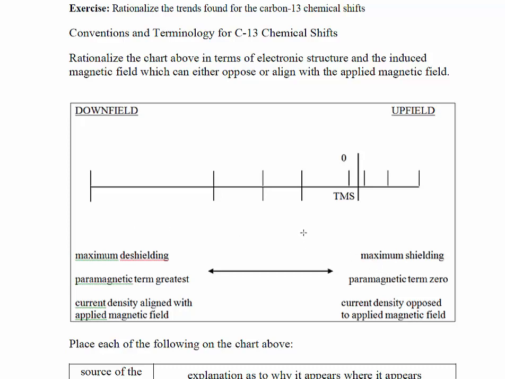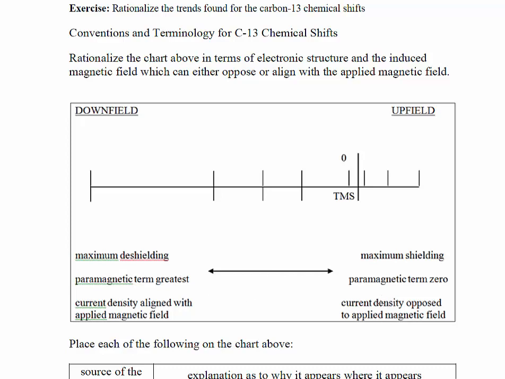Paramagnetism explains this, the movement of electrons to generate magnetic fields. So for the atoms that are upfield, the paramagnetic contribution is very small or zero, and for the atoms that are downfield, the paramagnetic term is the greatest.